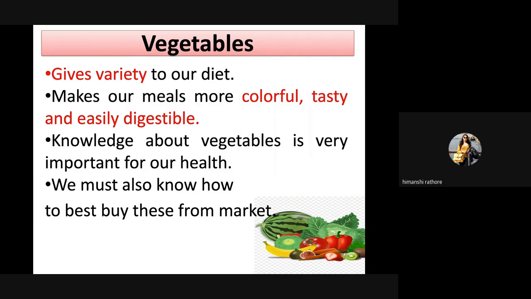Then we must also know how to best buy these from the market. Seasonal vegetables are cheaper in price and they provide you the maximum amount of nutrients because they are fresh, they are not stored for a longer period of time. Because they are perishable in nature, they should not be stored for a longer period of time. But because the demand is high, people demand them even in the off season.